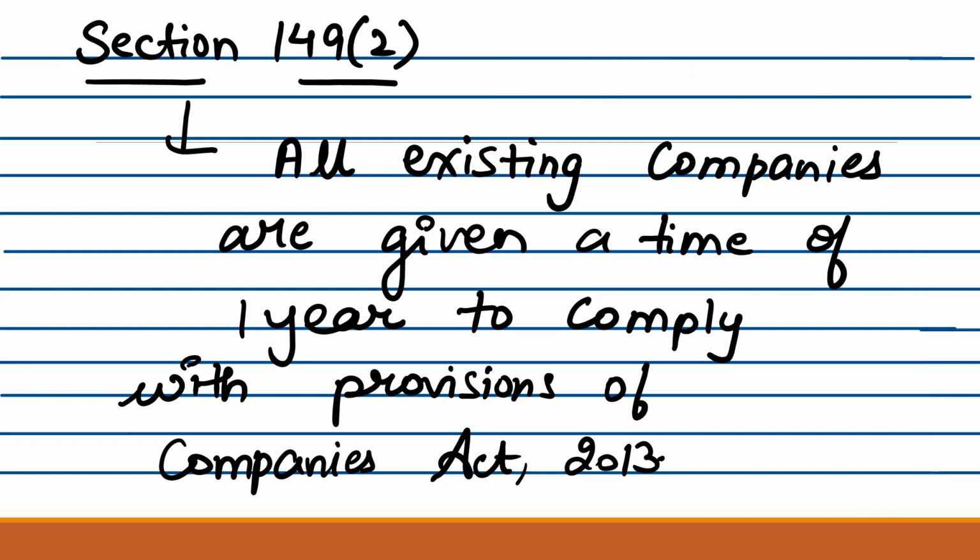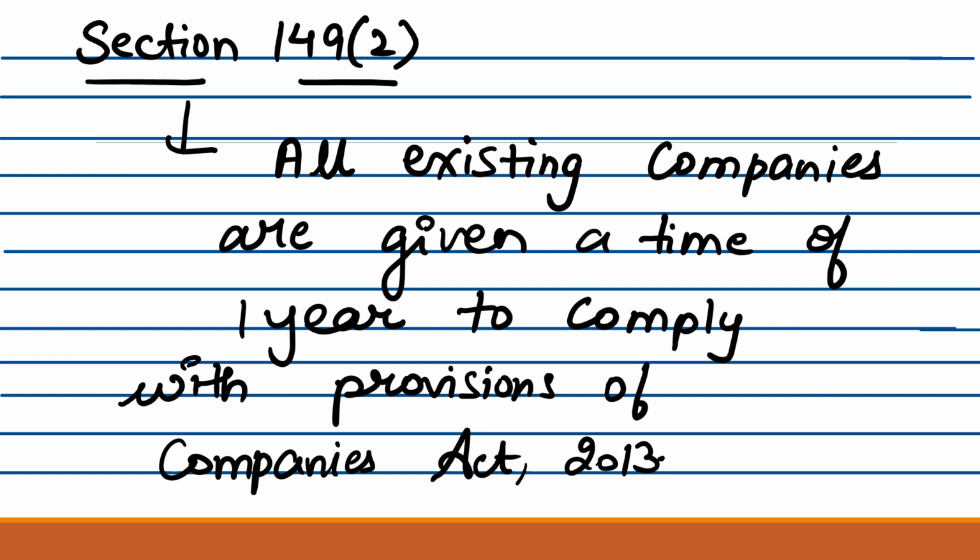Now let's talk about section 149 subsection 2. So all the existing companies are given a time of 1 year to comply with the provisions of Companies Act 2013. When Companies Act 2013 came into force, there was section 149 subsection 1, the regulation of a woman director, and some other things which we talked about regarding the class of companies and the minimum and maximum number of directors. So everything was to be complied with and it became a very difficult task for the existing companies. So they wanted some time, and a period of 1 year was given to all the companies that were registered under Companies Act 1956 to comply with the provisions of Companies Act 2013.